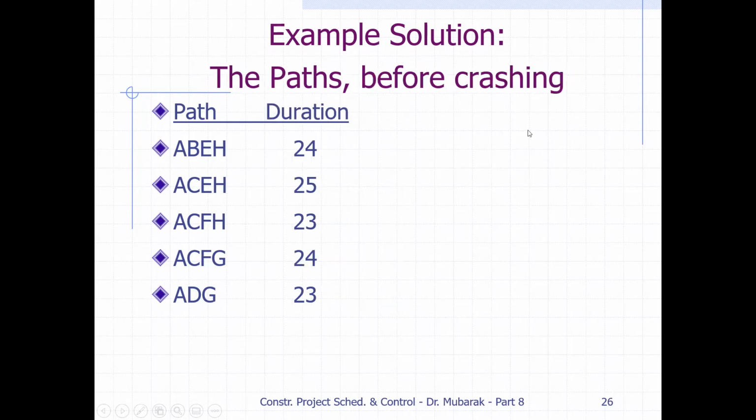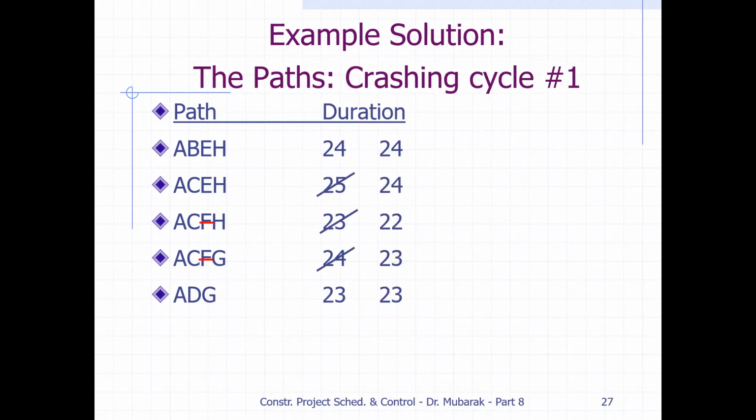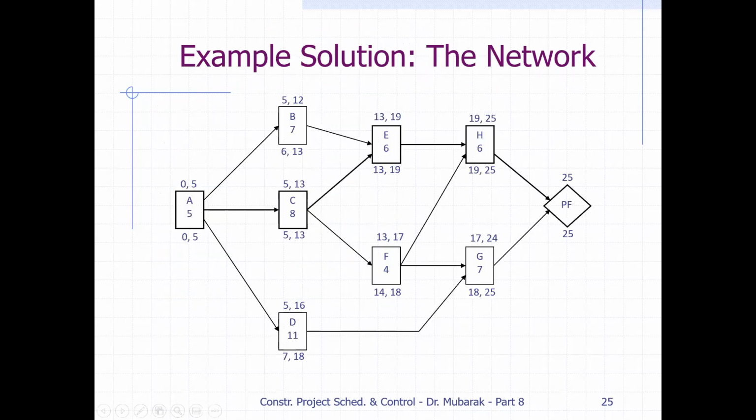Before was the start, before crashing, the normal or zero cycle. This is your first cycle, where we have cut 1 day from C. See what has happened to the diagram. When you cut 1 day from the critical path, this path also becomes critical, because here it will become 12. This path A, B, E will also become critical in cycle number one, and the total duration will be 24.